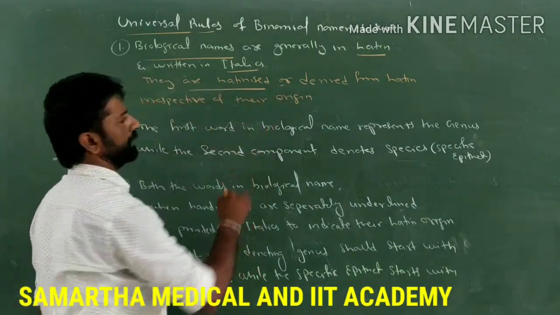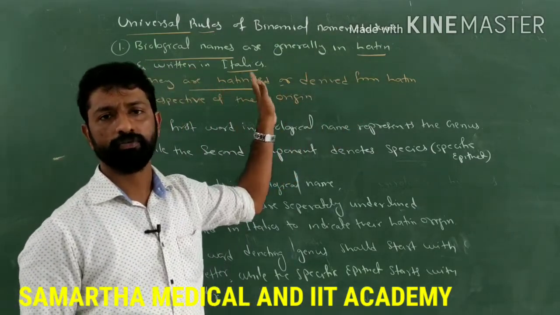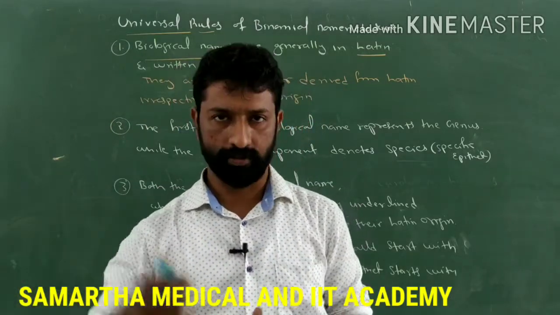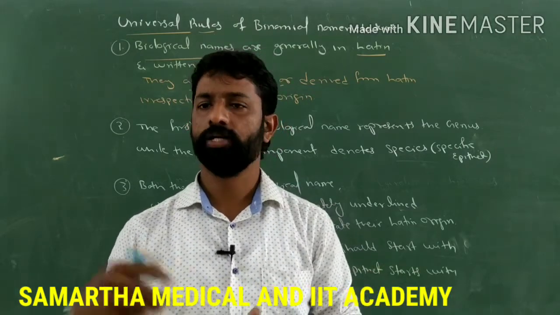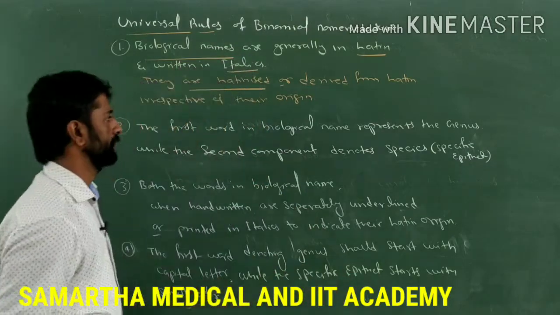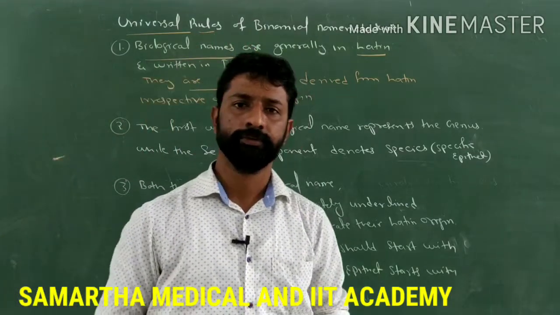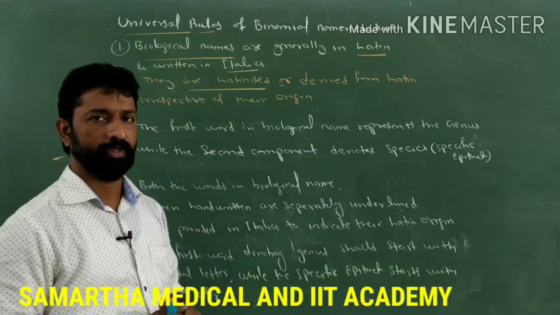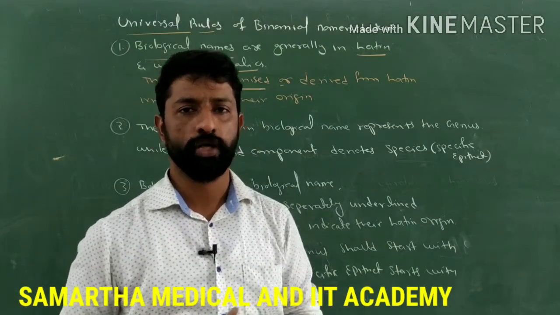So they are Latinized or derived from the Latin language irrespective of their origin. When the name of that organism is from any other origin, it should be Latinized first, or derived from the Latin language, in order to provide a scientific name for that. That is the first rule. So what is the first rule? Always the biological names are generally in Latin language and written in italics. If the name of the organism is from any other origin, it should be Latinized or derived from the Latin language.